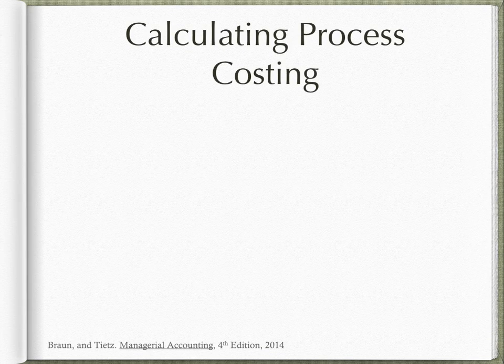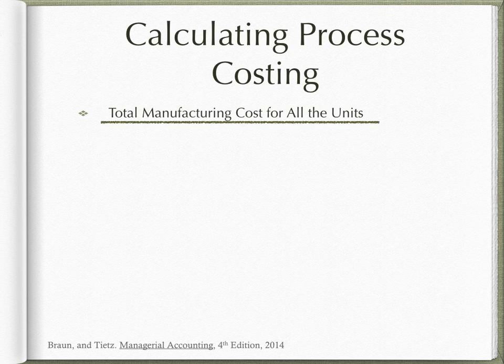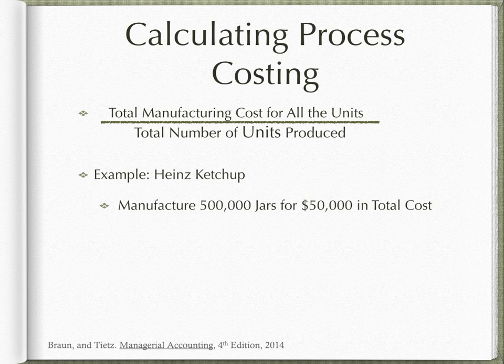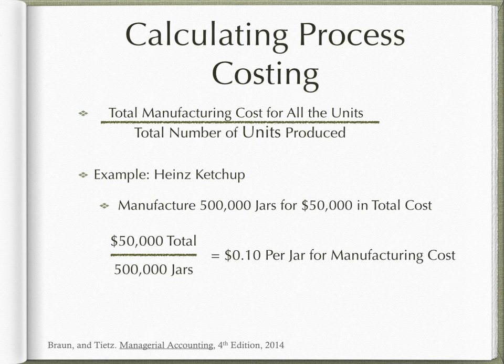To calculate manufacturing costs for a single unit using process costing, companies take the total manufacturing cost for all their units and divide it by the total number of units produced. Let's go back to Heinz ketchup. Say the company's manufacturing cost for 500,000 jars was $50,000. Using process costing, we divide $50,000 by 500,000 jars to get 10 cents per jar for the manufacturing costs.